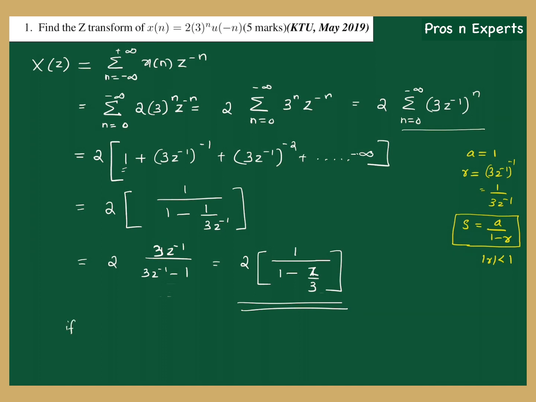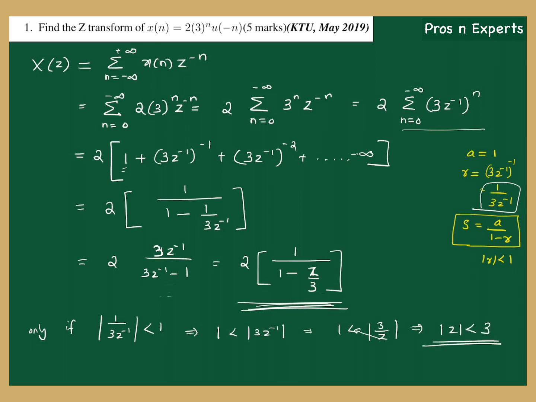What is r? r is equal to 1 by 3z inverse. So mod of 1 by 3z inverse is less than 1. This expression as a Z transform is valid only if mod 1 by 3z inverse is less than 1. That implies 1 less than mod 3z inverse. And what does that say? That implies 1 less than mod 3 by z, or that implies mod z less than 3. So mod z less than 3 is the ROC of this Z transform given by 2 into 1 by 1 minus z by 3.